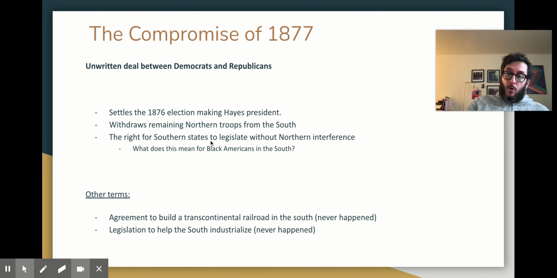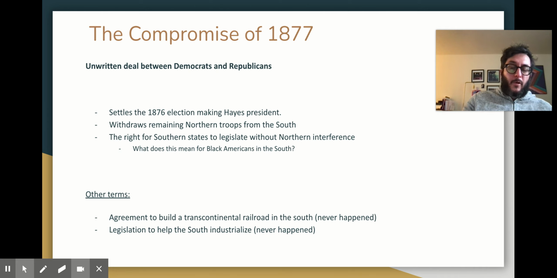I'll ask you, what do we think this means for Black Americans, considering what we know about the Civil War, what we know about Reconstruction? What does the northern military, the northern government not paying attention to what the South is doing anymore, mean for Black Americans in the South?